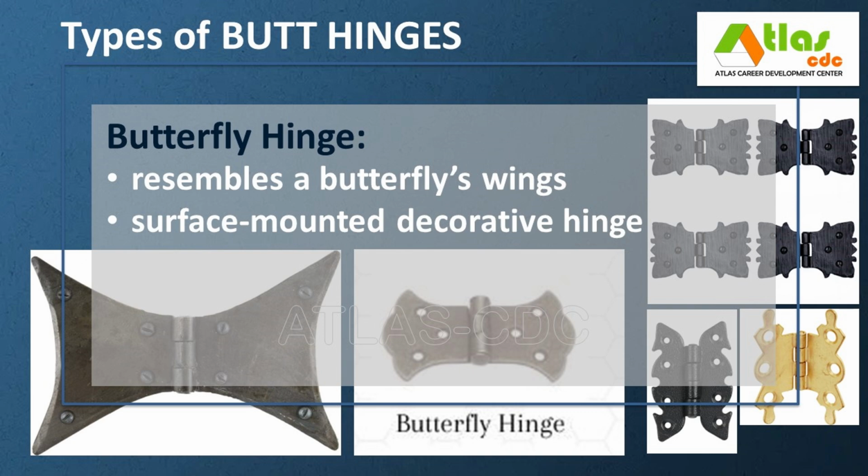A butterfly hinge is a type of surface-mounted decorative hinge, named for its ornate symmetrical shape that resembles a butterfly's wings when opened. It functions like a standard butt hinge, allowing doors to swing open and closed, but its decorative design makes it ideal for furniture, cabinets, or small interior doors where appearance matters.